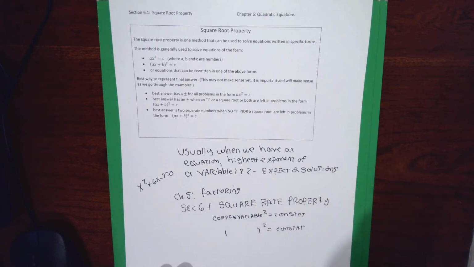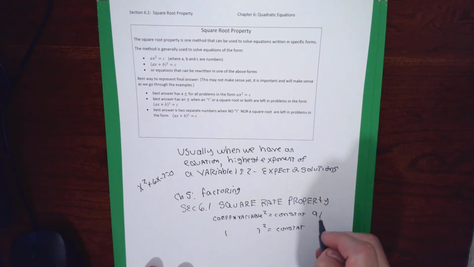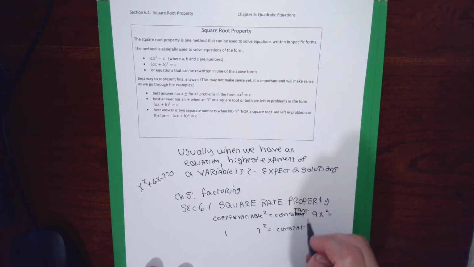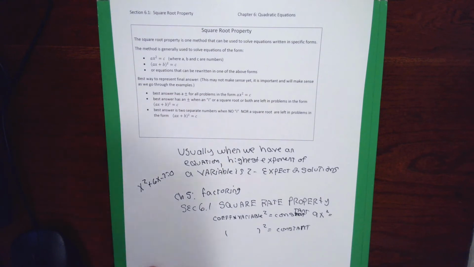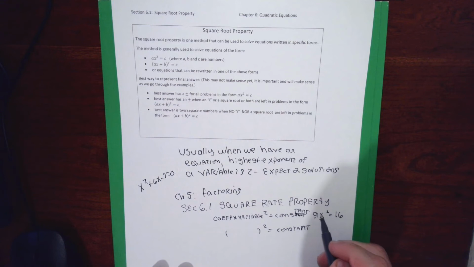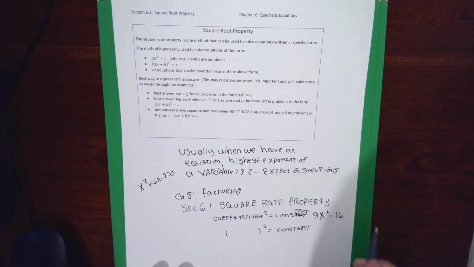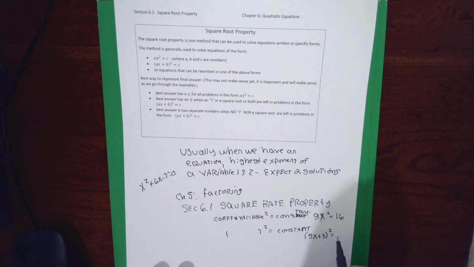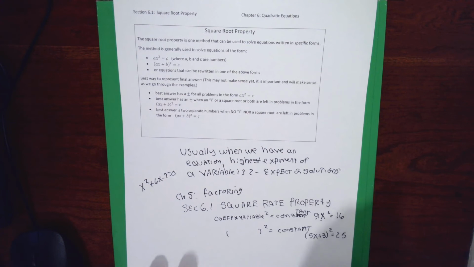If I get something set up like 9x squared equals a constant, that can be solved by the square root property. There's a coefficient times a variable squared equal to a constant. A constant doesn't have a variable. Or something in the form like 5x plus 3, some sort of linear expression, equal to a constant. Those are the kinds of problems that can be solved with the square root property.